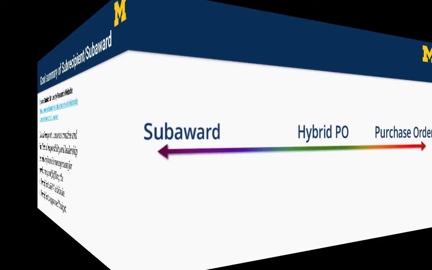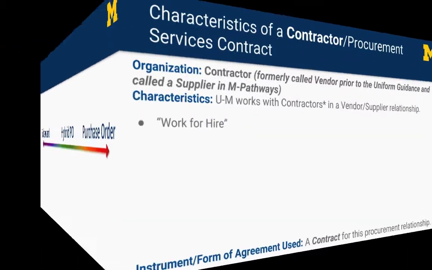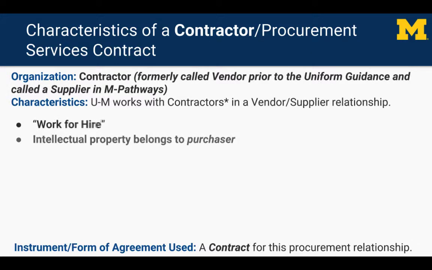Let's look at the other end of the spectrum, or the purchase order. A procurement services contract or purchase order is a traditional commercial transaction. When U of M enters into this type of agreement, it is usually work for hire. Along with the purchase, U of M expects that it will own all the intellectual property, including the contractor's notes. There are warranties and performance expectations consistent with industry standards.